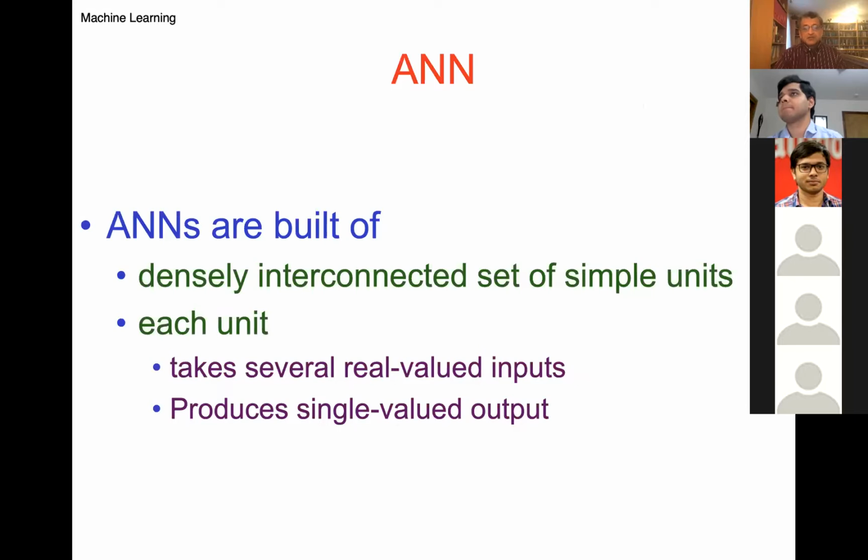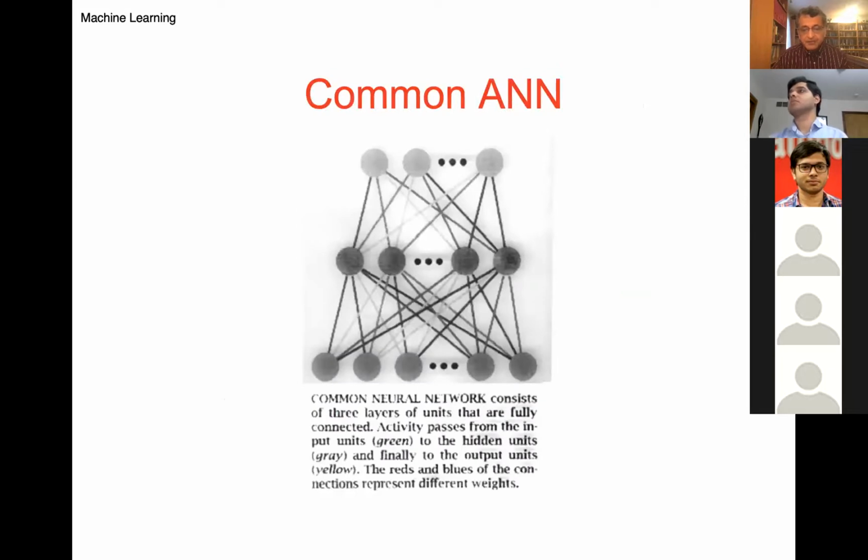ANN, this is the old terminology. Artificial neural networks are built of a densely connected set of simple units. Each unit takes several real-valued inputs and produces a single-valued output. This is what a common artificial neural network looks like. Again, this was well before the dawn of deep learning.